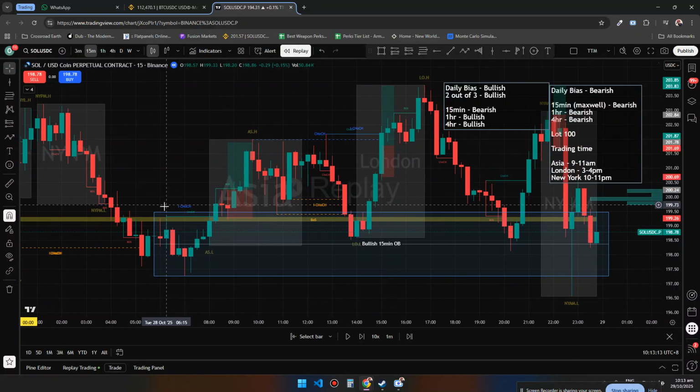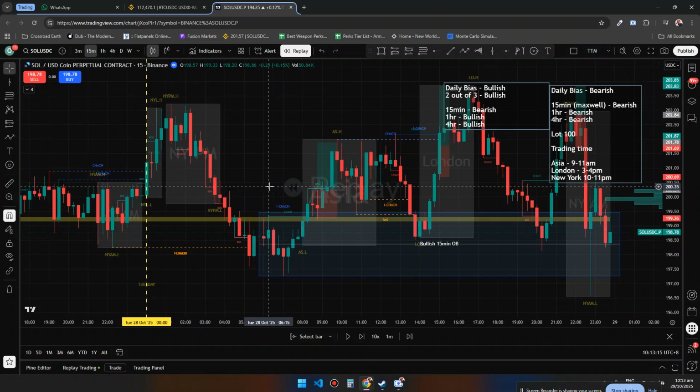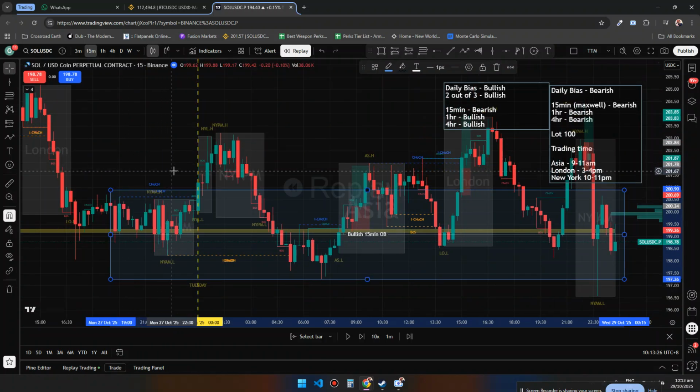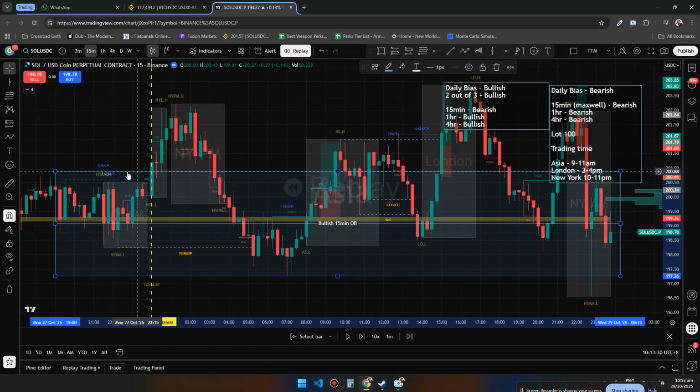So if you take a look here, here is also another OB, right? So this is from yesterday, 27 October. So I'm gonna use this OB for reference, and this entire area is supported.